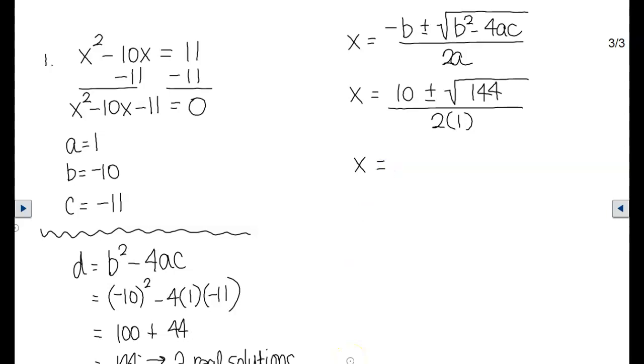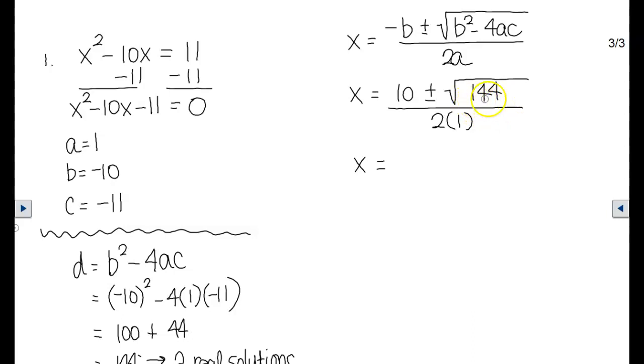So once I have everything filled into my formula, I end up with 10 plus or minus the square root of 144 over 2 times 1. Now, once you get the numbers filled into the formula, you're going to be simplifying. And when you simplify, you're going to start by simplifying the square root, which we learned how to do a while back. We're in luck here because 144 is a perfect square, so you may want to grab that perfect squares list. We haven't used it in a while, but we will be using it today.